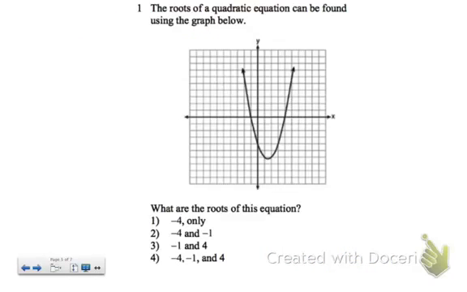Okay, so for example, the roots of a quadratic equation can be found using the graph below. What are the roots of this equation? When it's graphed on the coordinate grid, we're just looking for where it crosses the x-axis. On the left, it's crossing at negative 1, and over here it's crossing at 1, 2, 3, 4. So the roots are at negative 1 and positive 4.